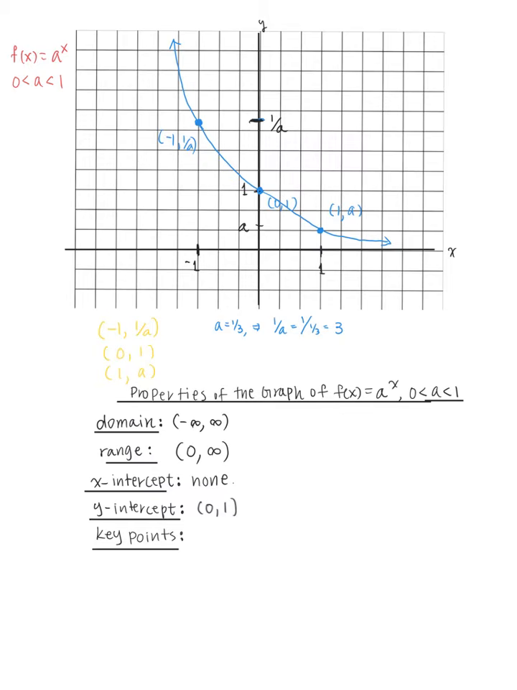Now the key points are listed right above when x is -1, 0, and 1. So besides (0, 1), our key points are (-1, 1 over a), and then (1, a). But please note that our a is less than 1, so this value right here is going to be bigger than 1. All right, and then this a is going to be less than 1.